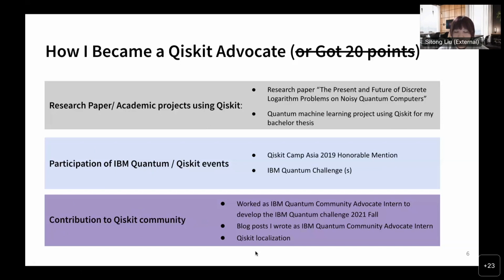And also I have written some articles and posted them on my blog about IBM Quantum events. And also I have translated the Qiskit textbook into Chinese. I think this is the other part of my contribution.